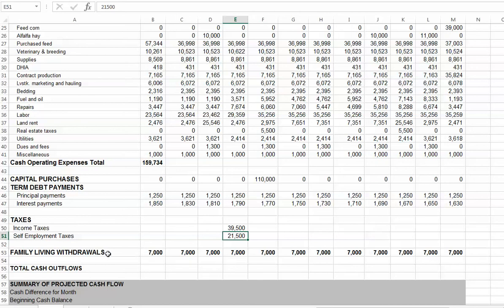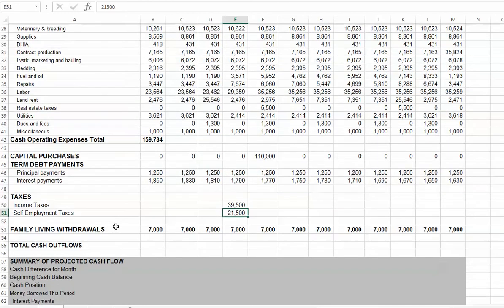Line 53 is family living withdrawals. And again, that's a choice of the operator. If you wanted to simply see if you need to take money out of the farm to live on, then this would be a place you could put that cash flow. If you were doing a cash flow strictly just for the farm and not for the family to pull any living out of, you might leave this row 0. That would be entirely up to the manager.